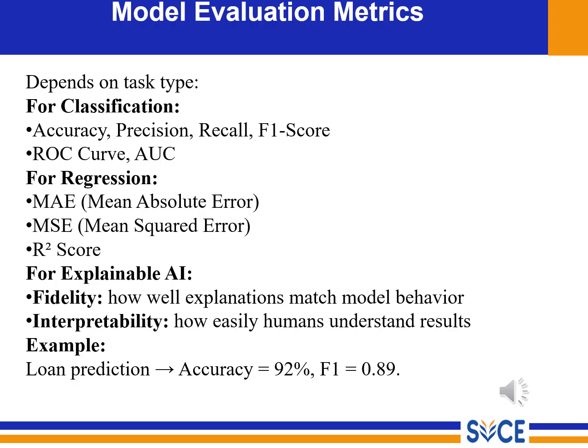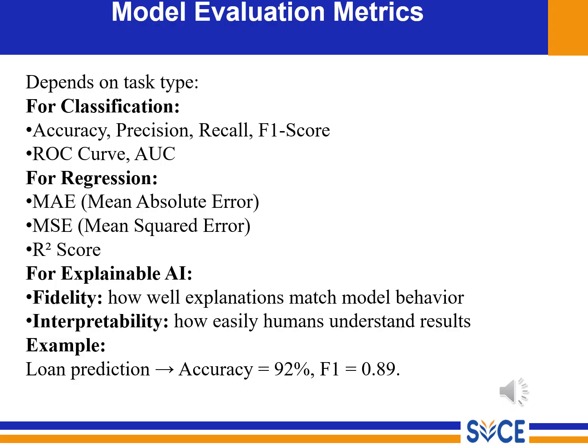MAE is mean absolute error, MSE is mean squared error. Mean absolute error is the average of the absolute errors. Mean squared error penalizes the large errors. R squared score measures the goodness of fit.